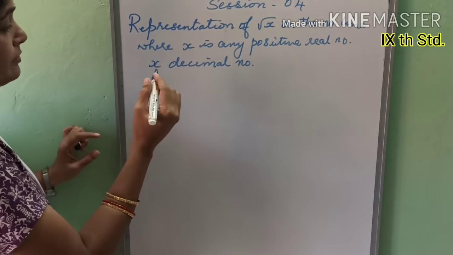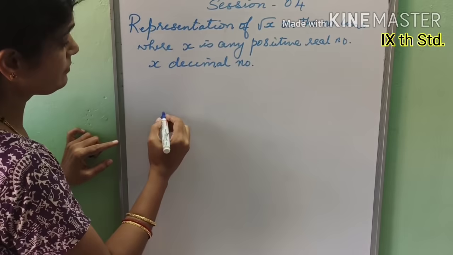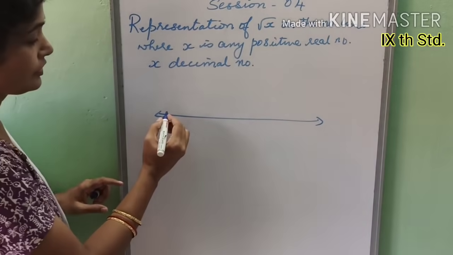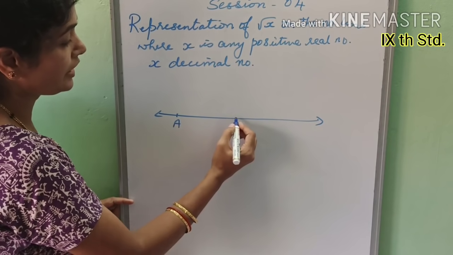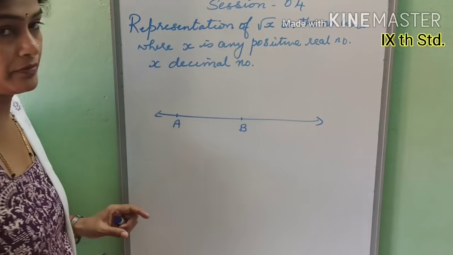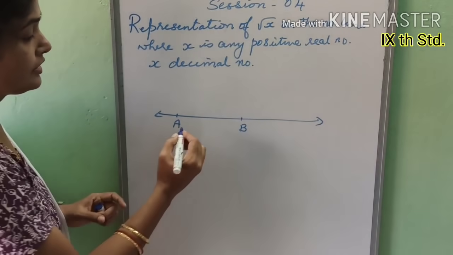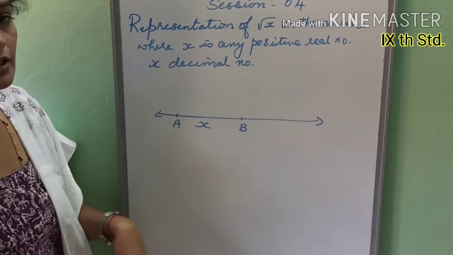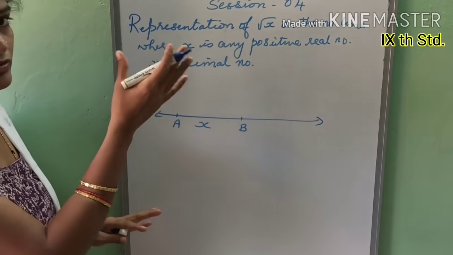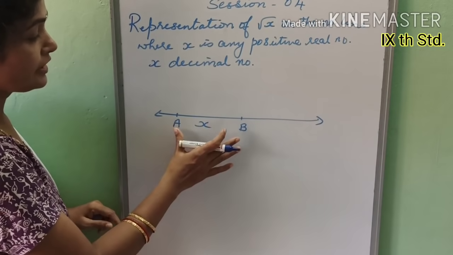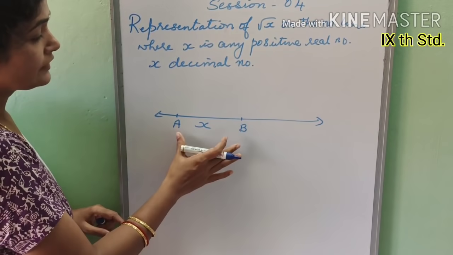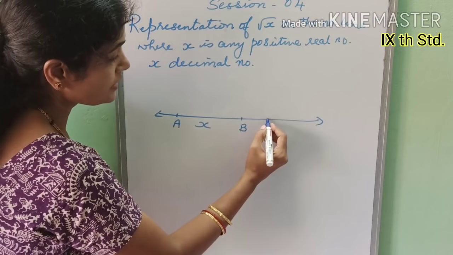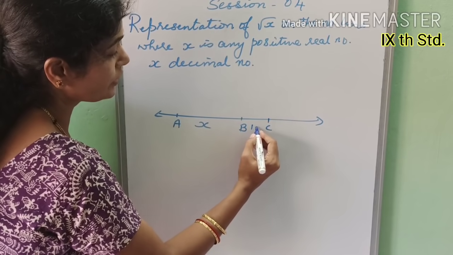number line. For example, now for that what we will take, first step, we will draw a number line, mark a point A and B such that this AB is of x units. It's a general method for representing root x. That x can be anything. Later we will take up with an example and do. Now first thing is we will draw a number line, then mark AB such that AB is x units. Then B to C we will mark 1 unit.